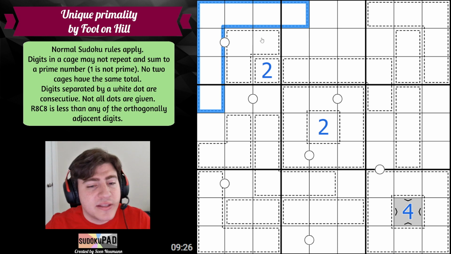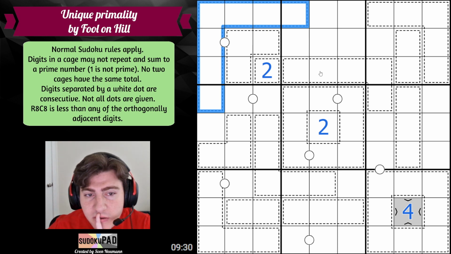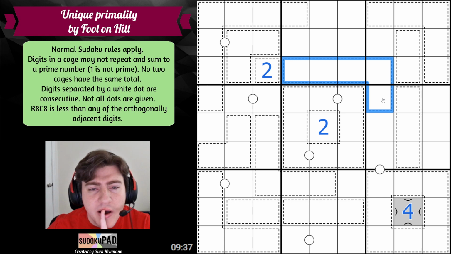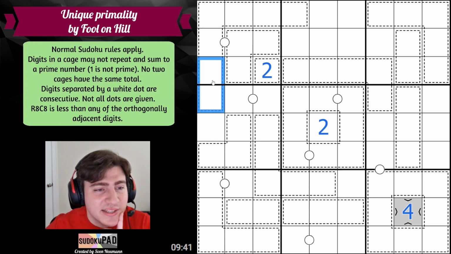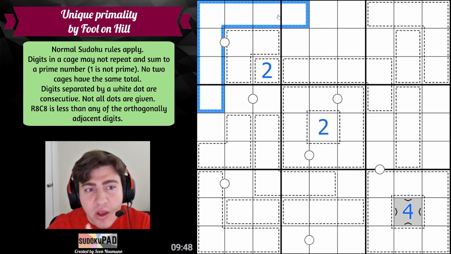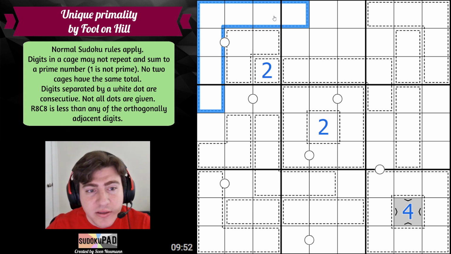Oh wait, no. That doesn't mean that doesn't have to be the 37 cage then. Sorry. Oh wait, no, it does. Because the maximum of a 5 cell cage is 5, 6, 7, 8, 9, which is 35. So actually, this does have to be the 37 cage. I said that in error, but that's actually correct. So it does have to be the 37 cage, which means we need to remove 8 from it.